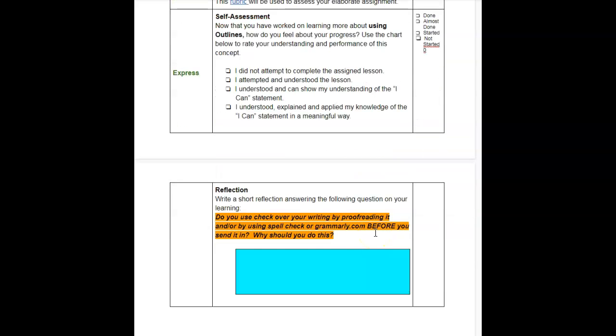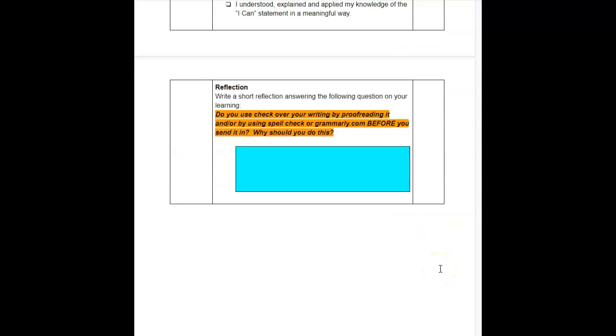The last thing I want you to do is come down to the reflection, and I want you to answer this question. Do you check over your writing by proofreading it and or using a spell check that's already in your computer, or Grammarly.com before you send it in? Why should you do this? Please answer that question, because I get so many people that send in work that they didn't look over, and I have to send it back for silly little errors that they could have fixed before they turned it in.